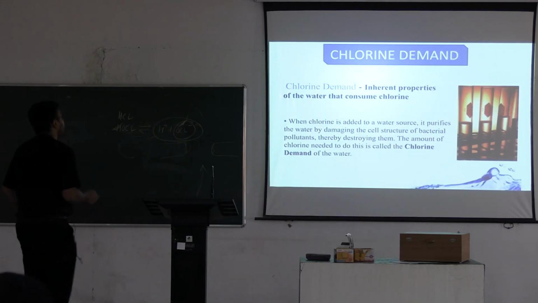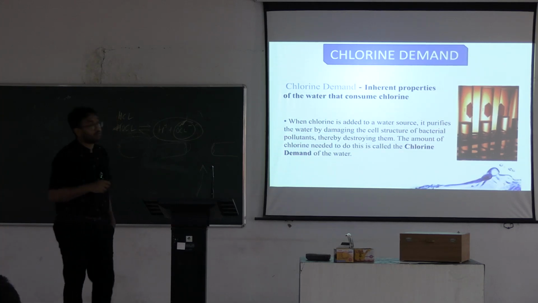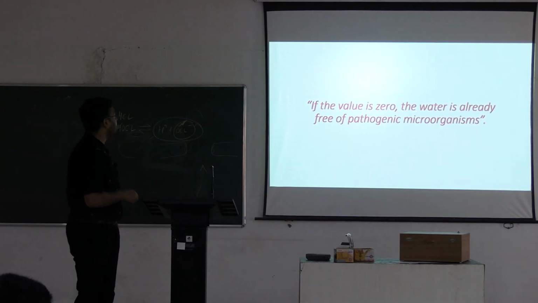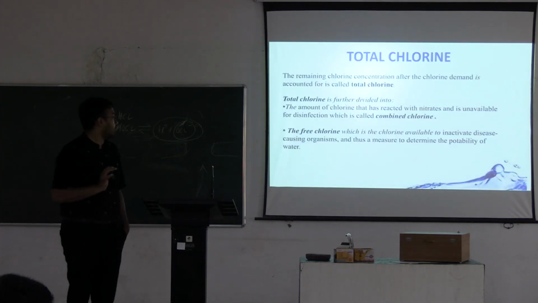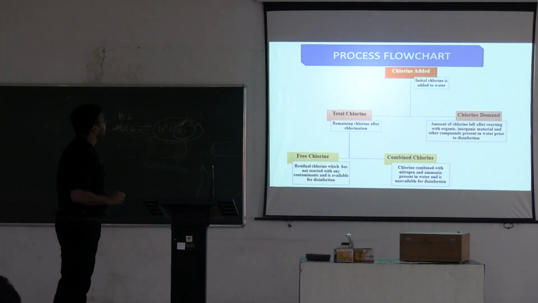To define it, when chlorine is added to a water source, it purifies the water by damaging the cell structure. The amount of chlorine needed to do this, that is the amount of chlorine that will be consumed, is known as the chlorine demand. If the value is 0, the water is already free of pathogenic microorganisms. Now, what is total chlorine? Let me first go to this.